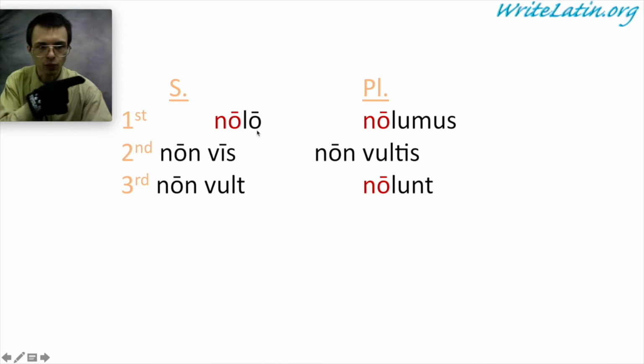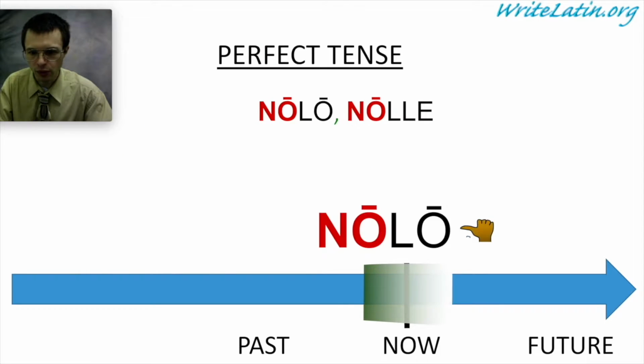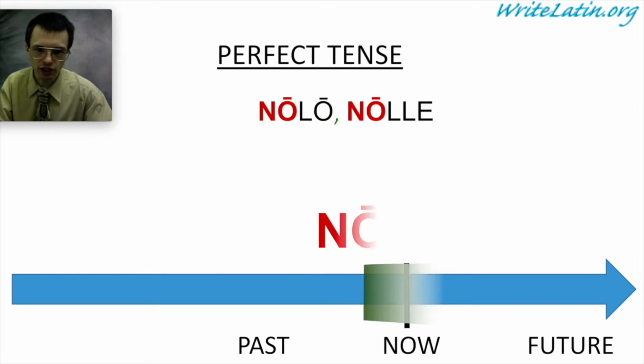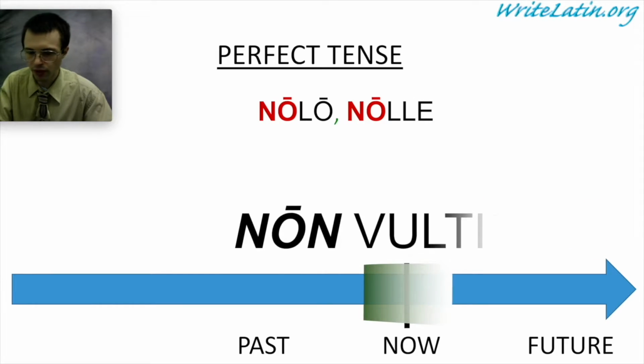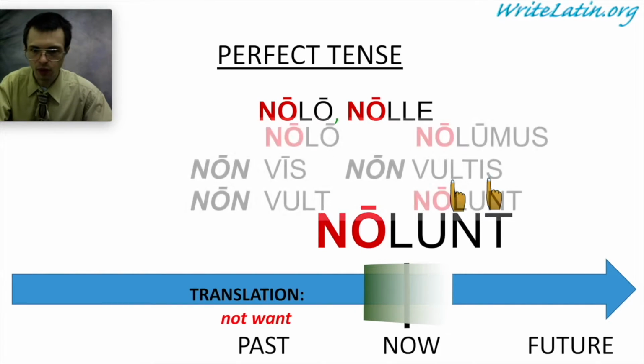Nolo, non vis, non vult. Nolumus, non vultis, nolunt. And notice that every single one of these gets a macron over the O. So nolo, I don't want. Non vis, you don't want. Non vult, he, she, it doesn't want. Nolumus, we don't want it. Non vultis, y'all don't want it. Nolunt, they don't want it. And the translation is not want.